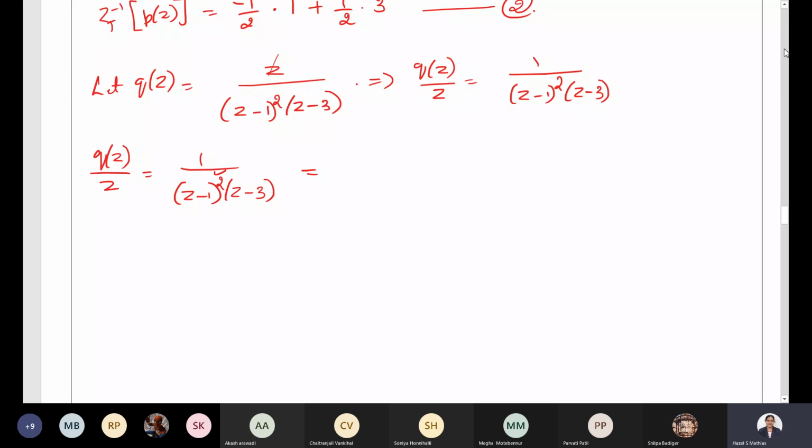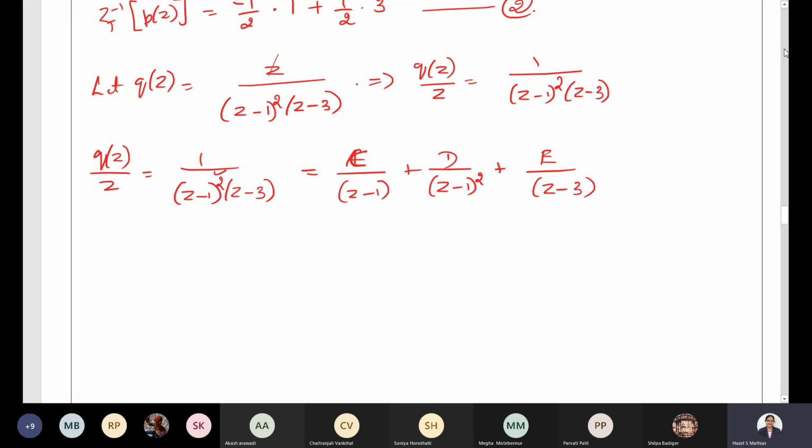So here power 2 is there, that's why I can write it with some other variables. We have taken already a and b, so we'll take this as c divided by z minus 1 plus d divided by z minus 1 whole square plus e divided by z minus 3.